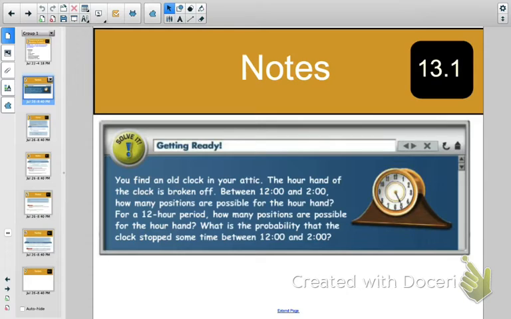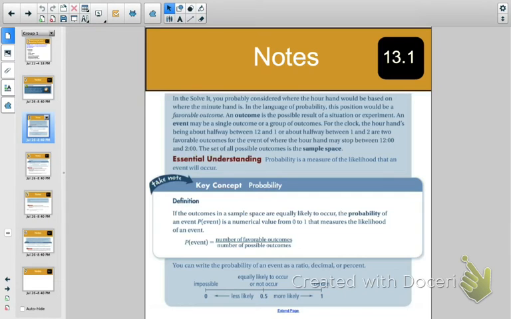Okay, so 120. For a 12-hour period, how many positions are possible for the hour hand? For a 12-hour period, that would be 12 times 60, which is 720. What is the probability that the clock stopped sometime between 12 and 2? So that would be 120 out of our total amount, which is 720. So that would be about 16.7%. I just did 120 divided by 720.